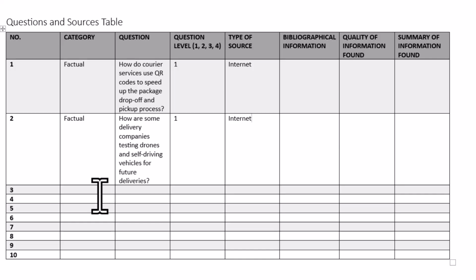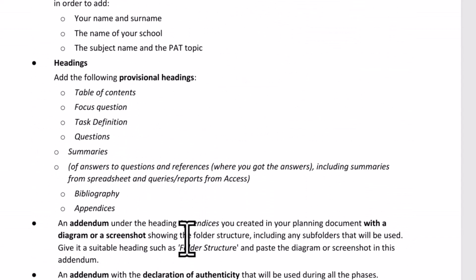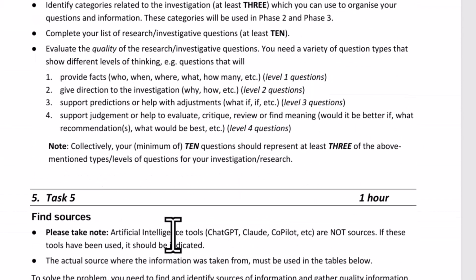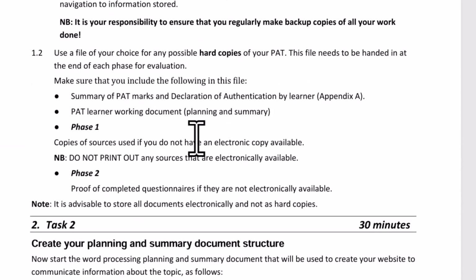This is lovely, man. So I've got two questions in. I know my levels are correct. I know my source. All right, let's go for level two and let's go see again. Guys, if I go down and I say to myself, all right, good, let's go look at what a level two question is now. This gives you direction of the investigation. Why? How? Etc.